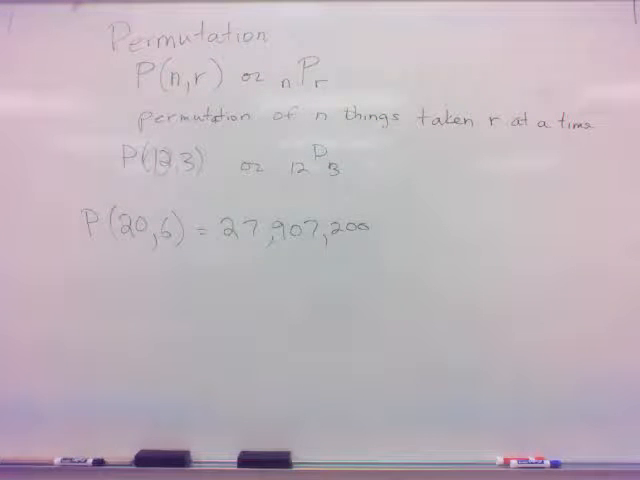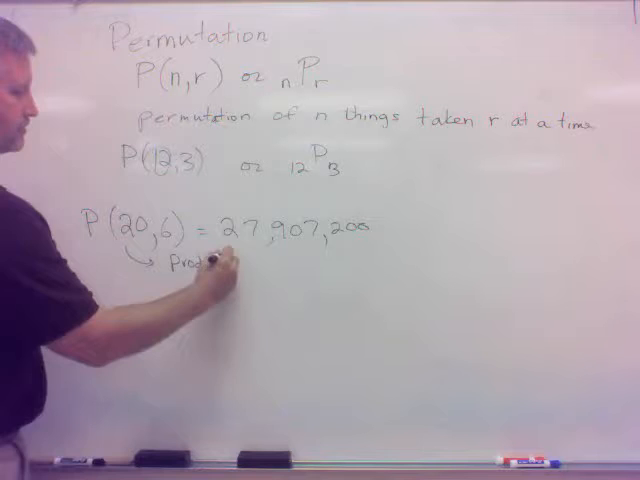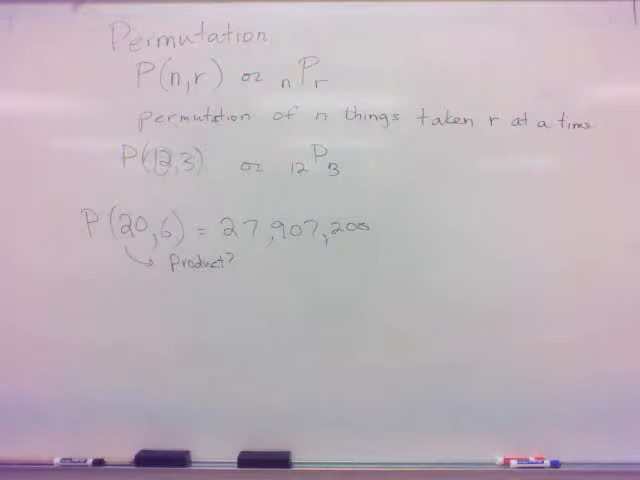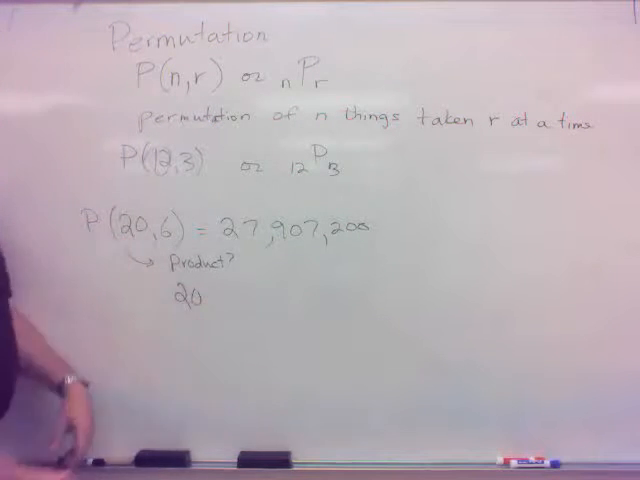27,907,200. Now, what I'd like for you to understand is also what that means in the product. Like we had 12, 11, 10 for the last one, what is this one product-wise? We didn't even have to do it to evaluate it, but what would it be if I wrote out the product? Well, I start at the first number, 20, and then count down, right?